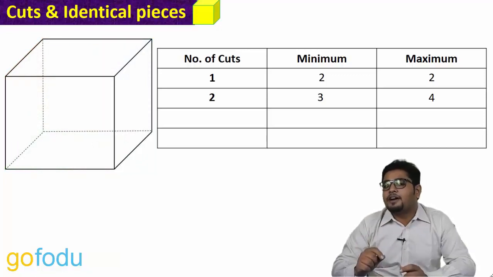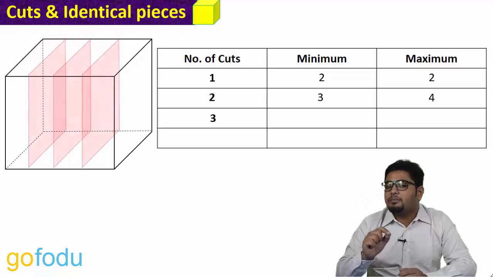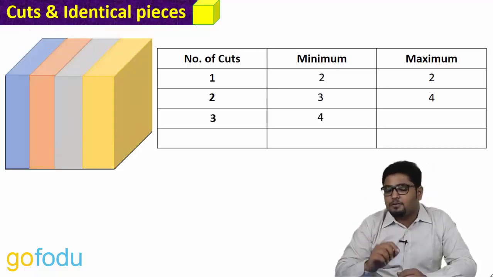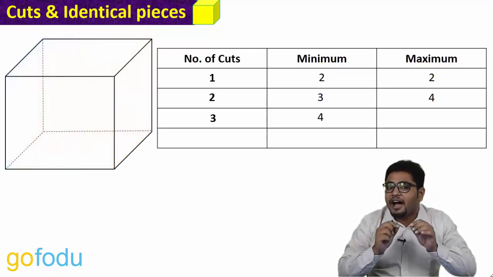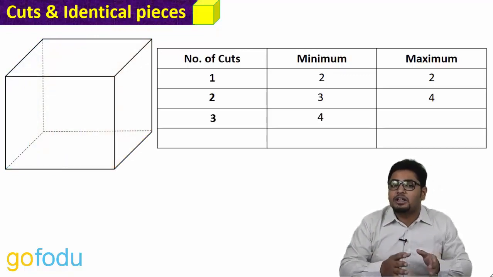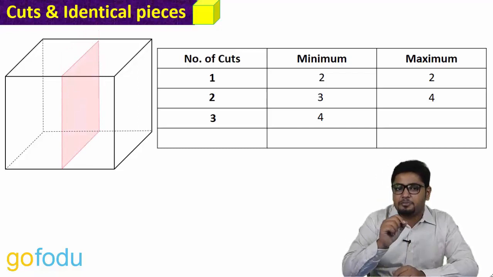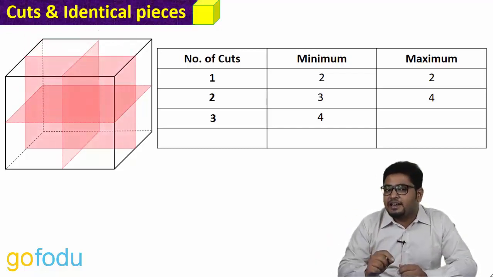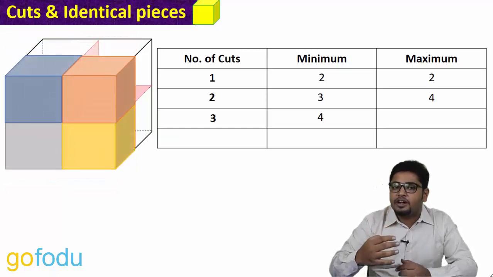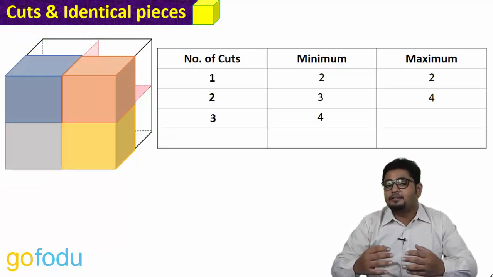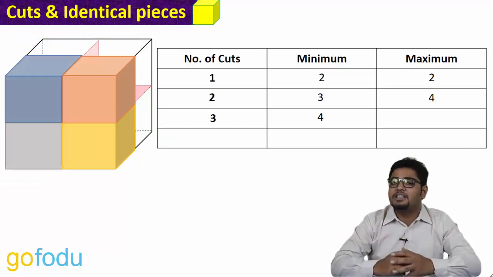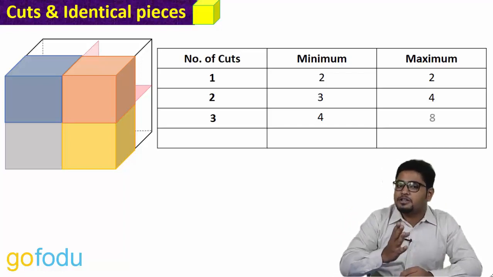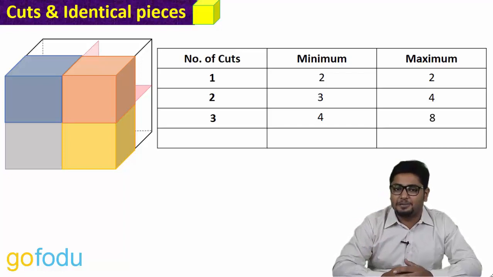Now when number of cuts are 3, minimum number of identical pieces that we will get in this case are 4. For maximum number of pieces, we have to make those 3 cuts along the 3 dimensions: length, breadth and height. Number of cubes that we will get here will be 4 in front like this and 4 exactly behind these front ones. In total, we will get 4 plus 4 equal to 8 identical pieces.